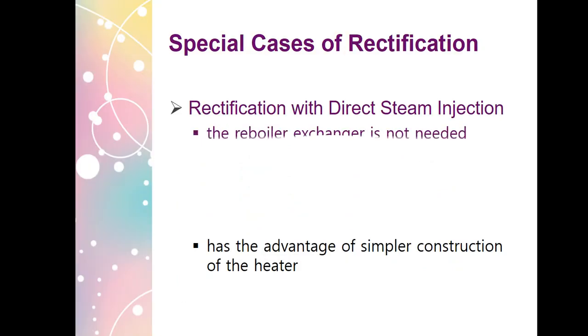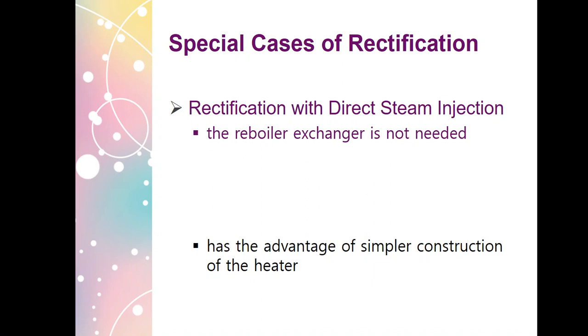Now, we also have what we call rectification with direct steam injection. In the case of our distilling column, we're only using steam in the reboiler. We don't use the steam in the column itself. The purpose of the steam in the reboiler is to convert a portion of our liquid that goes down into vapor, or to provide the boil up.